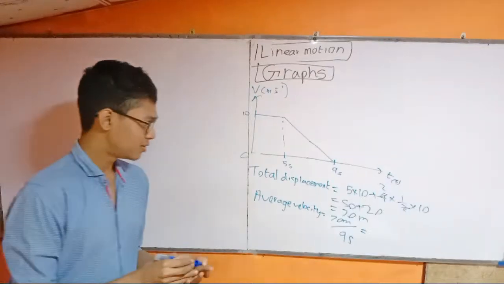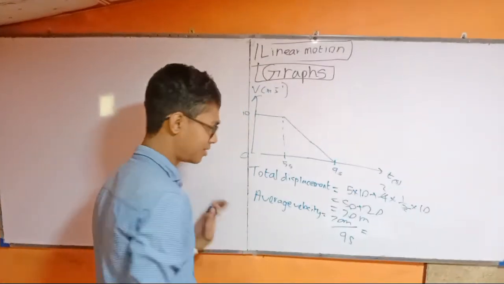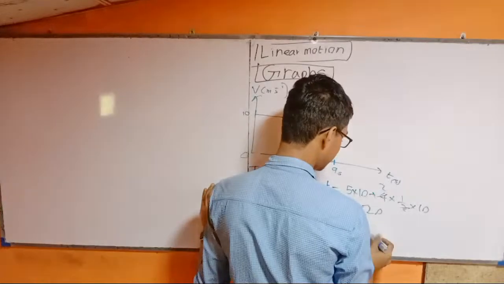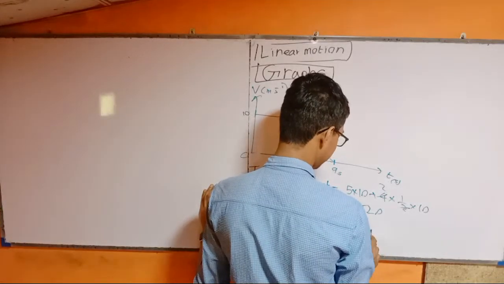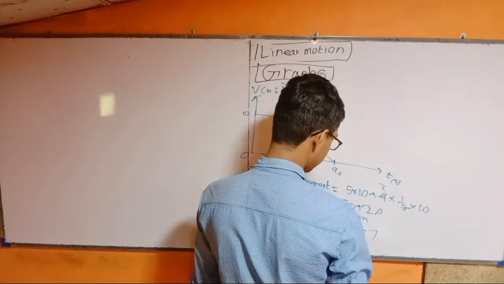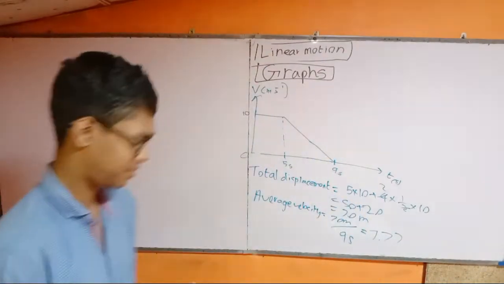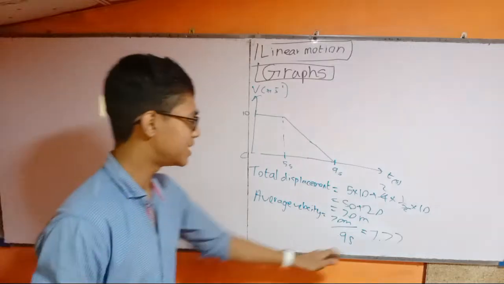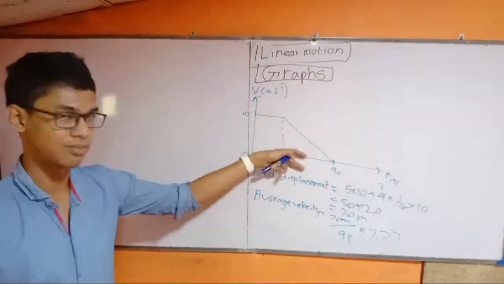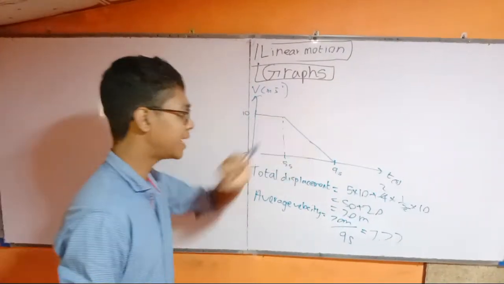So 9 into 7, 63. 7 remains, 7.77. Whatever. Average velocity is like that. You take the total displacement under the VT graph and you divide by time. That's all.